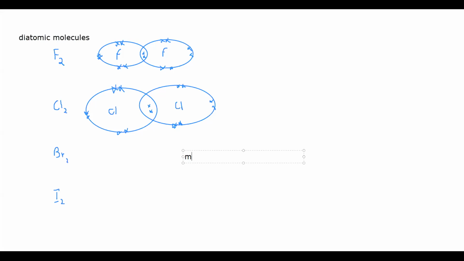So keep in mind the most reactive halogen will displace the less reactive halogen from its compound. So the most reactive halogen will displace the less reactive halogen from the compound. This is called the displacement reaction.